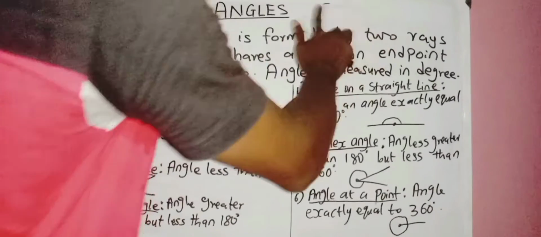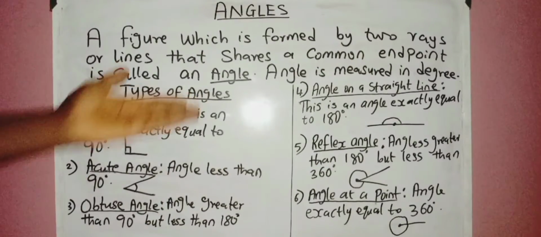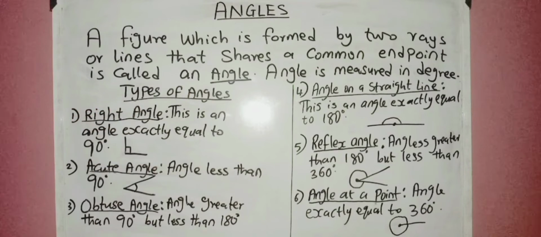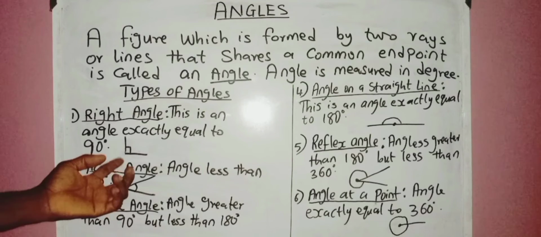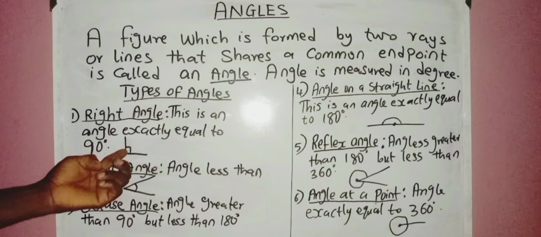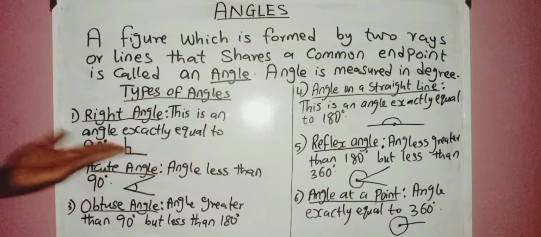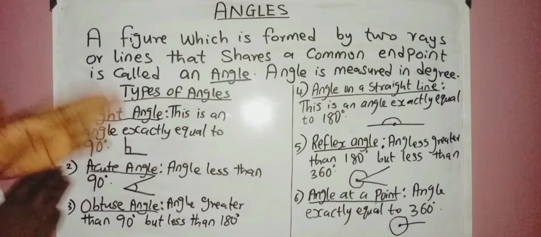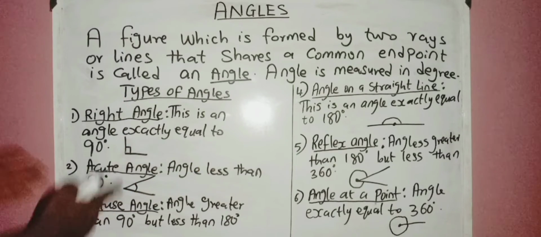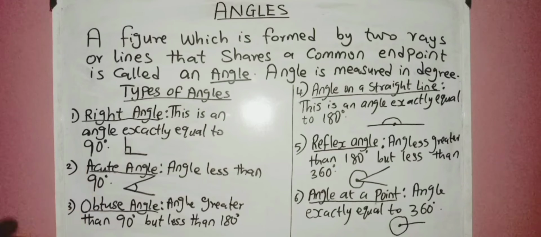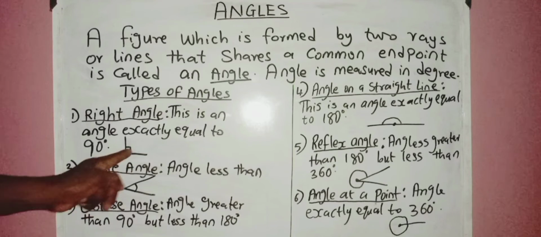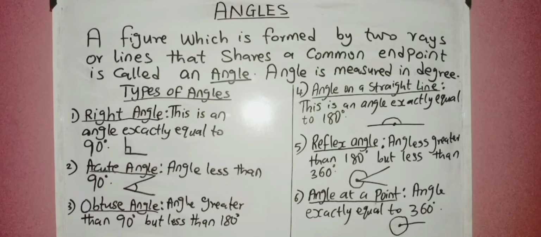So we have various kinds of angles. Types of angles. The first one is right angle. A right angle is an angle that is exactly equal to 90 degrees. You can see the diagram here. Once it forms a square corner like this one, that's the vertical line and that of the horizontal, both of them are perpendicular to each other, then they are said to be what? To be a right angle. So what we have here is an indicator of a right angle, which is exactly equal to 90 degrees.